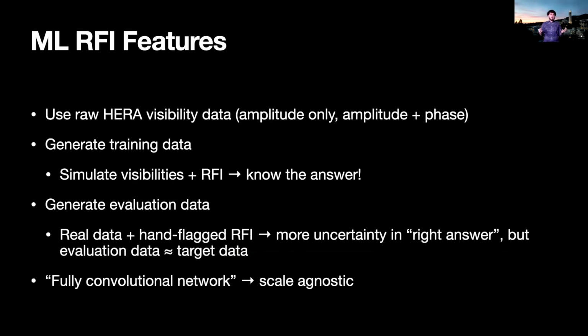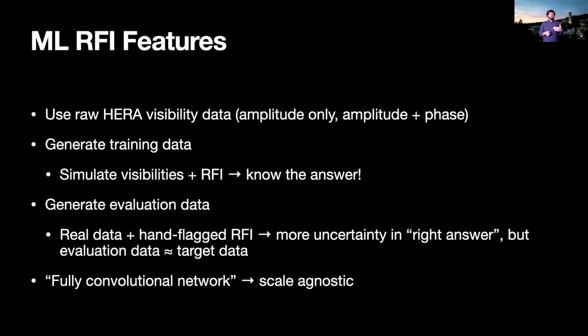So we developed an approach for doing this with machine learning. So the input is what we call visibility data. It's just the raw data from our telescope. And again, because it's complex valued, you have amplitude only or amplitude and phase, which were two different flavors that were used.